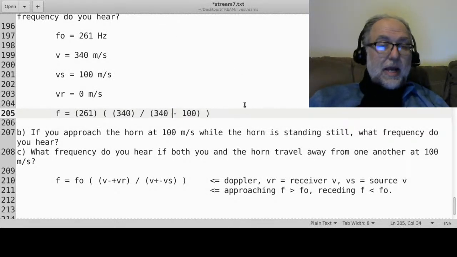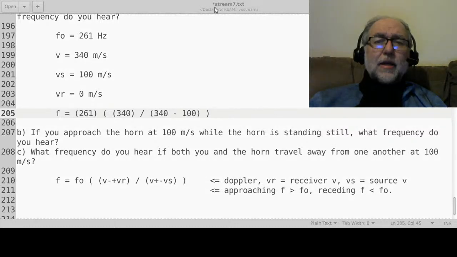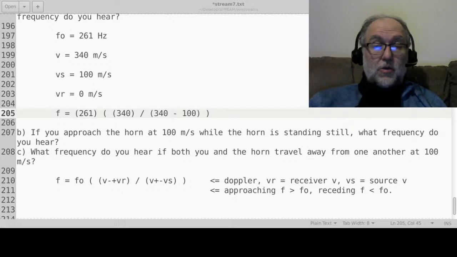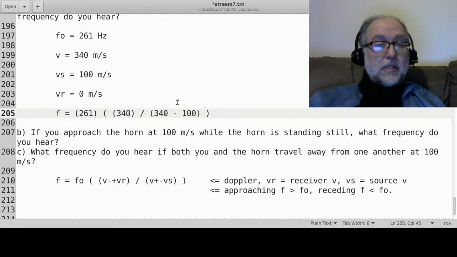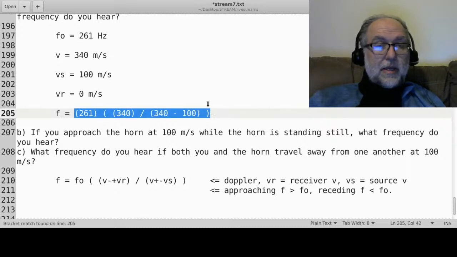That's the way I remember it. It's the easiest way to remember it. Again, I just say, look, the two are approaching one another, and the frequency must go up, and therefore I must choose a minus, because if I choose the plus, it'll go down. And so let me plug this into my calculator and see what that gives me.